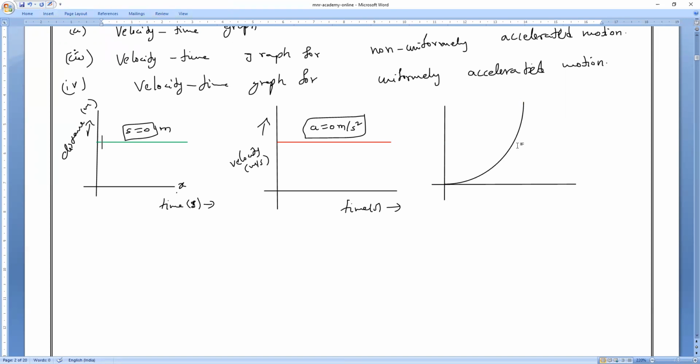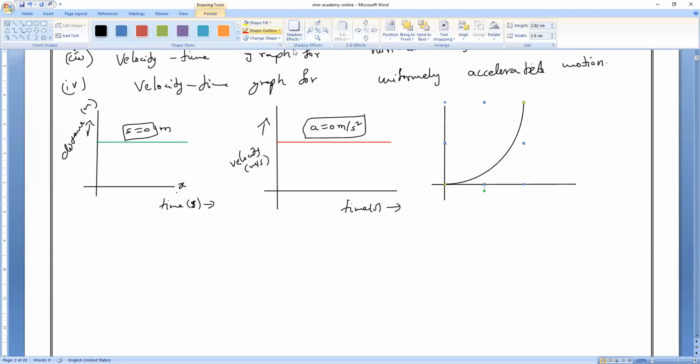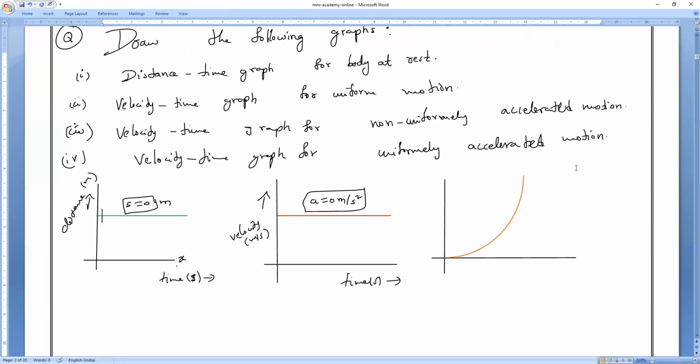Now one doubt, sir. They may ask us about non-uniformly non-accelerated motion. Non-uniformly accelerated motion it is. Non-accelerated won't come. It will never come in a graph, because if the body is non-uniform, it has acceleration. If the curve is on the other side, it is decreasing acceleration. Downwards means decreasing.